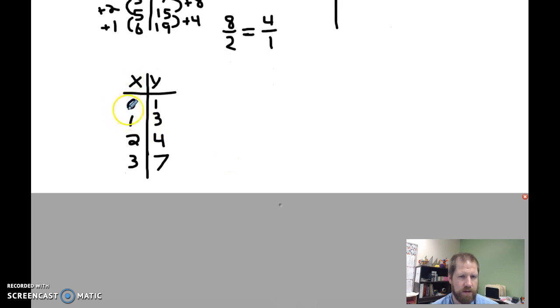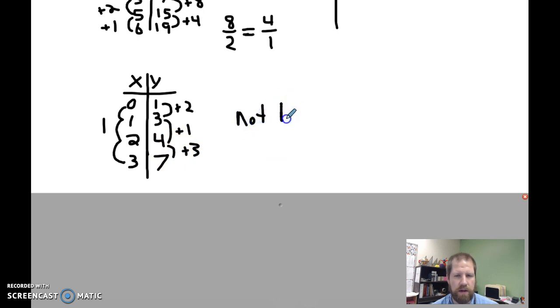Okay, let's look at another one. So here we've got 0 to 1, 1 to 2, 2 to 3. So my x increases by 1 for all of these. Okay, and I can map that out, but I can just say it's plus 1 for all of those. And my y increases by 2, and then by 1, and then by 3. Okay, my x increases by the same amount each time, but my y increases by a different amount. That means this is not linear. Okay, not linear.